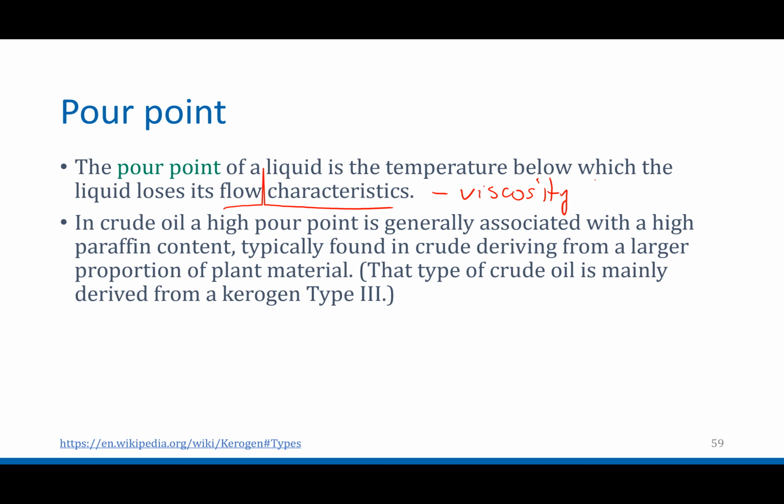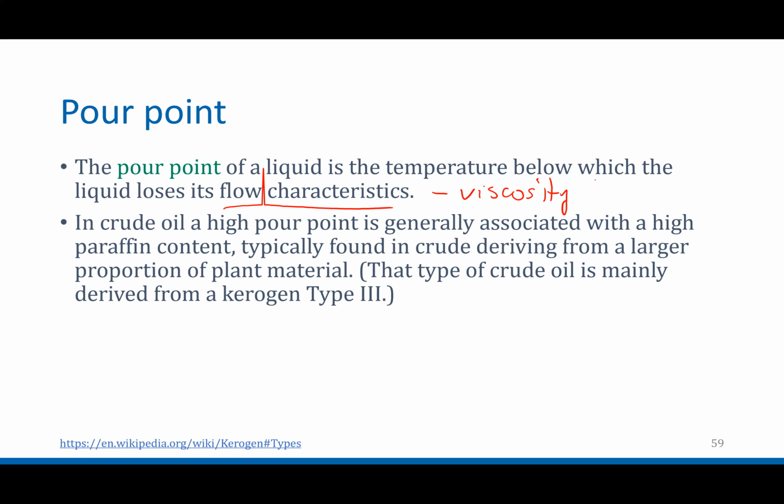Viscosity is related to the flow of something. So the pour point is the temperature where the liquid will start to not flow. It becomes thick. So if you're trying to push oil or crude oil through a pipeline and it's so cold that it's not flowing very well, you could have big problems.